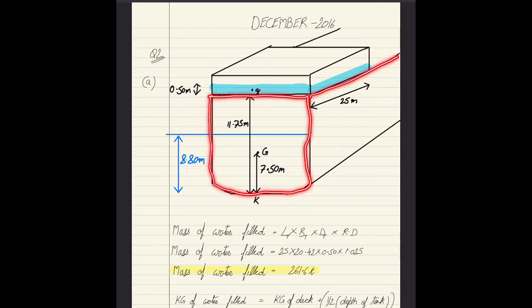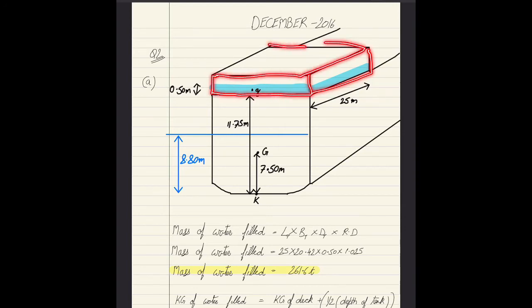This is the length of the vessel. This is the deck which has been filled up with water. This is the water which has been filled up, and this is the length of the deck where water has been filled up.